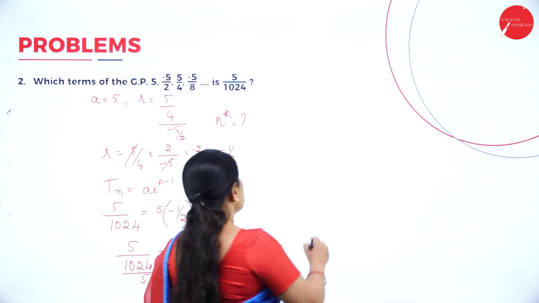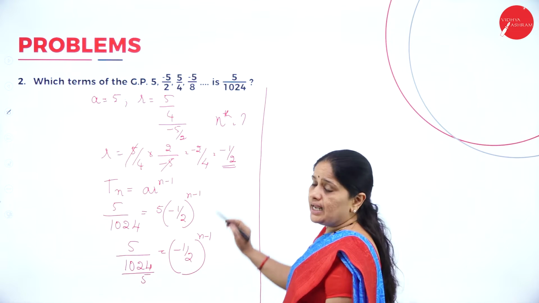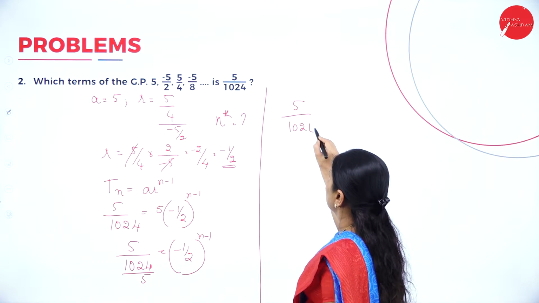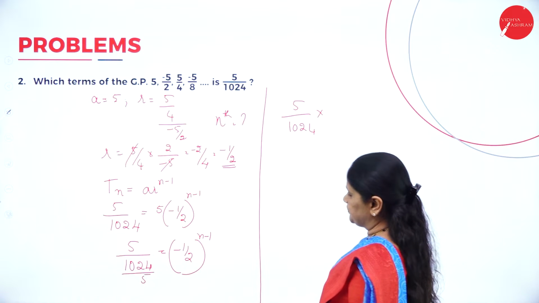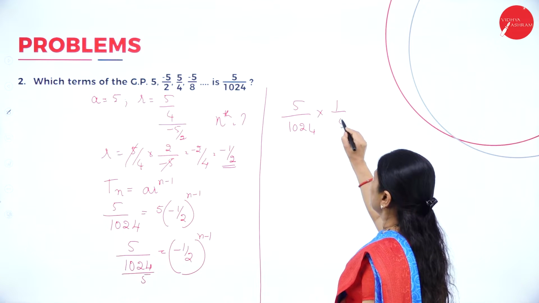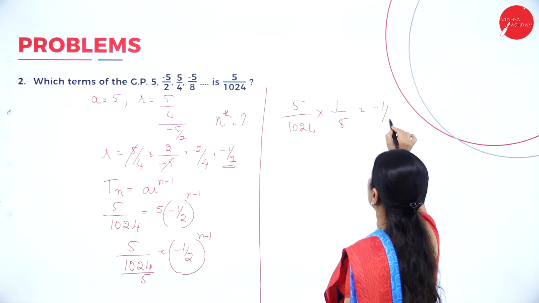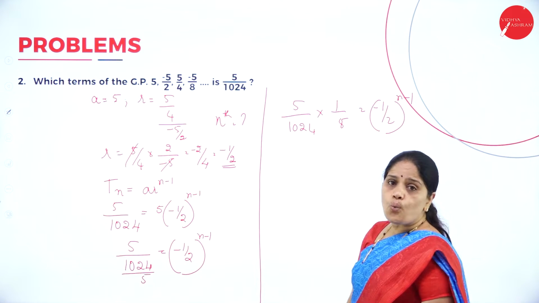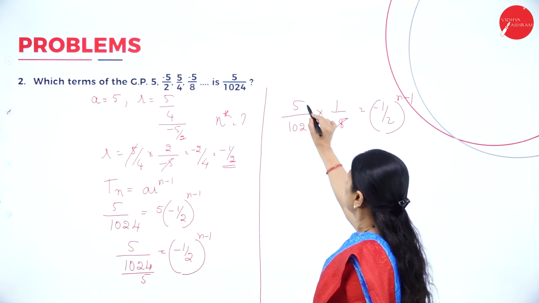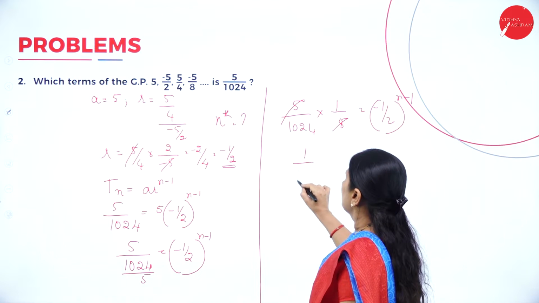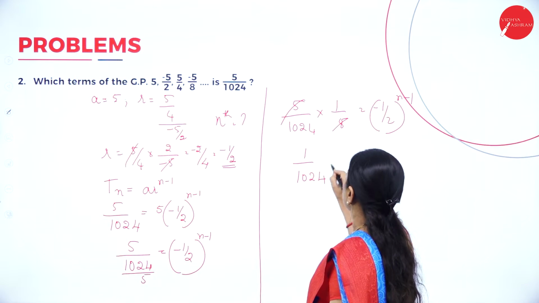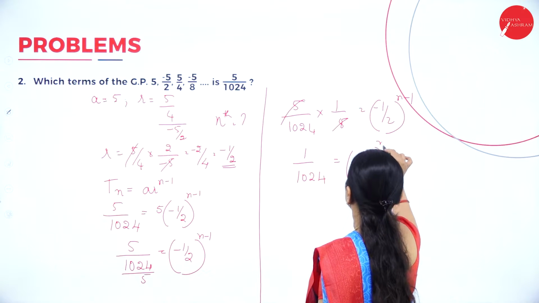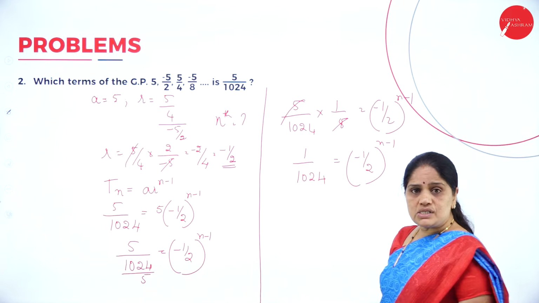Now, when I simplify this further, I get 5 by 1024 into 1 by 5 equals minus half to the power of n minus 1. Now, 5 and 5 get cancelled. 1 by 1024 equals minus half to the power of n minus 1.